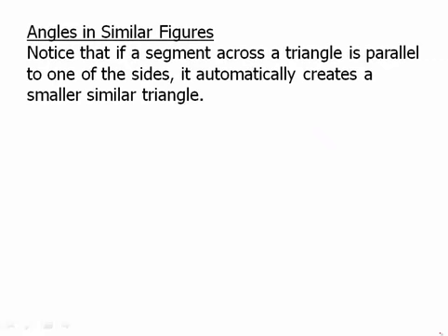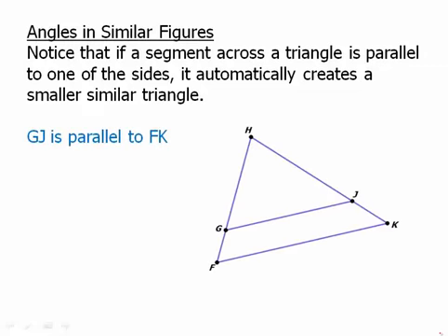Notice that if a segment goes across a triangle and is parallel to one of the sides, it automatically creates a smaller similar triangle. So if GJ is parallel to FK, that means that triangle HFK, the larger triangle, is similar to triangle HGJ, the smaller triangle. And it also means that the angles would be equal in both. Obviously, they both share the same angle at H. But for example, angle HGJ would have to be equal to angle HFK.